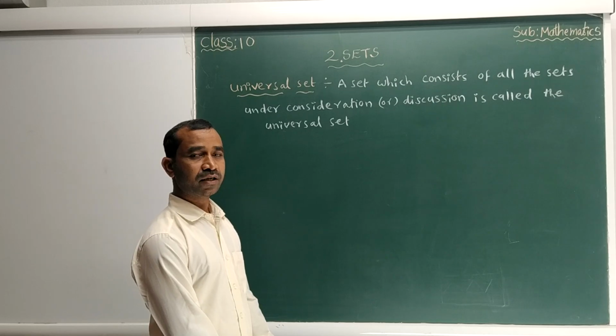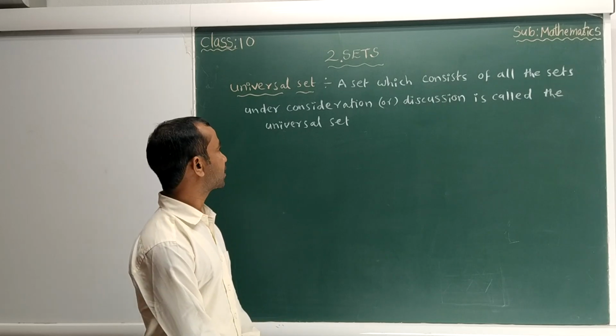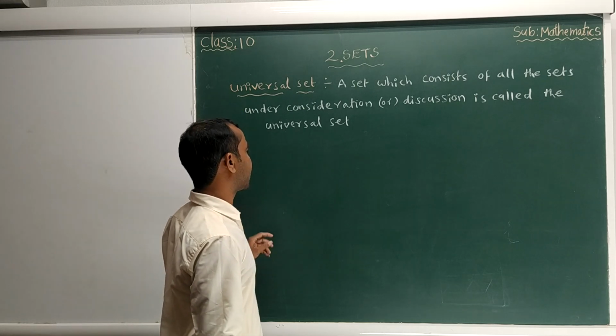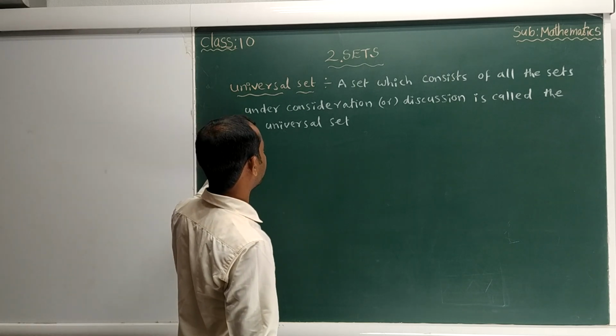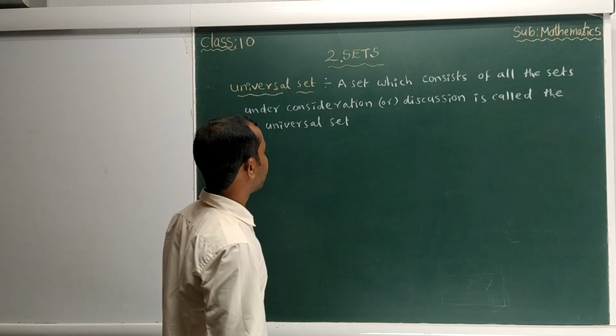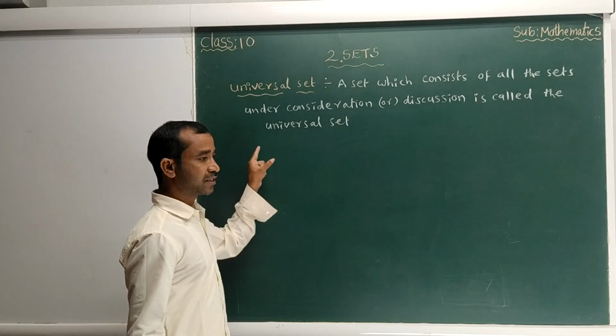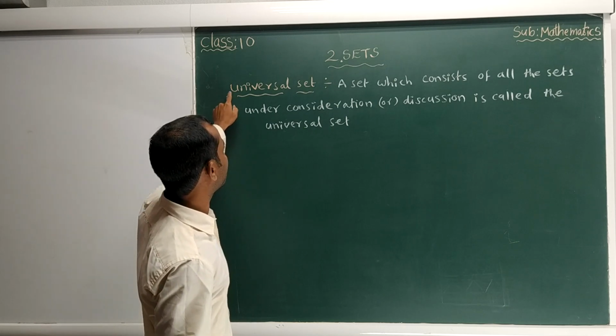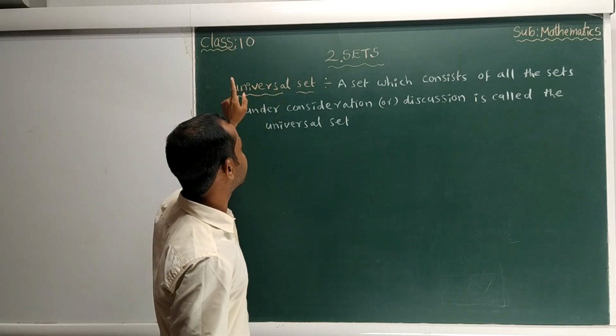Good morning, children. In the previous class, we discussed the definition of sets and the representation of sets in roster form and set builder form. Next, types of sets: empty set, infinite set, and finite set. Now we discuss the universal set.